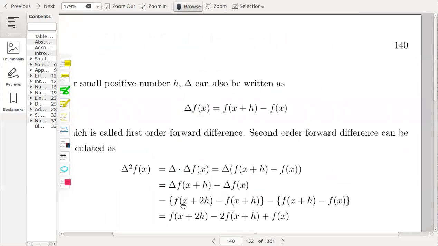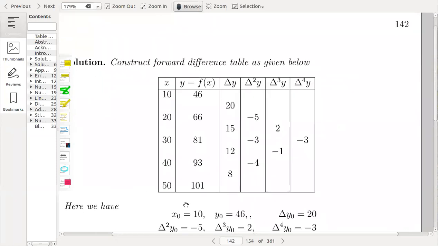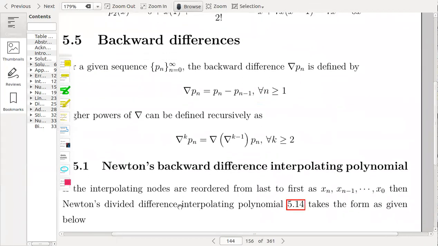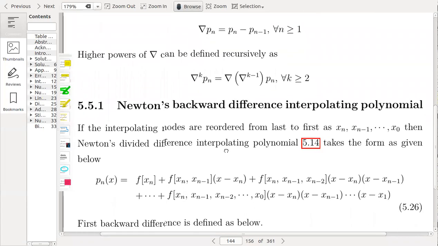So we came back to the backward difference interpolating polynomial. How can we write it? So this is Newton's backward difference interpolating polynomial. If the interpolating nodes are reordered from last to first as xn, xn minus 1, xn minus 2, xn minus 3, xn minus 4, and so on to x naught, then Newton's divided difference interpolating polynomial takes the form as given below.